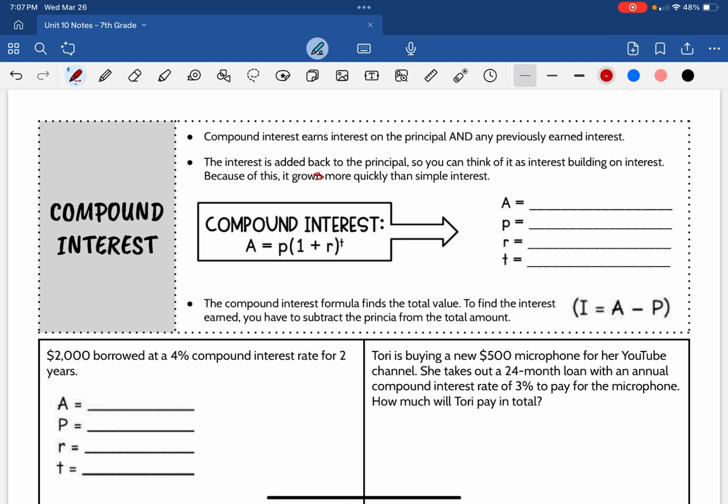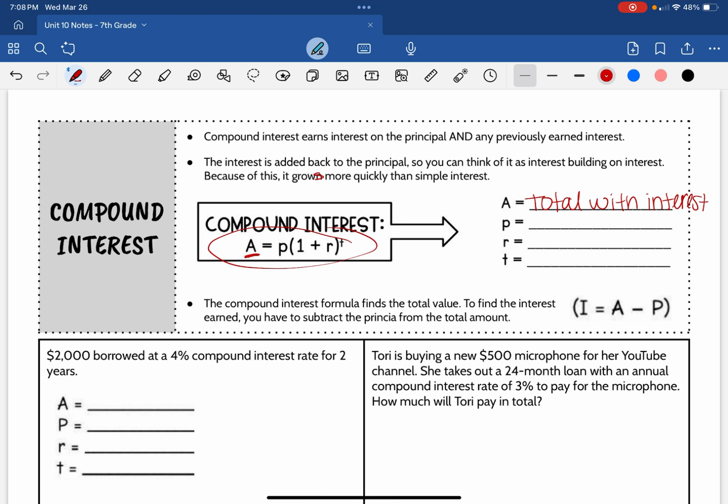Okay, so here's another formula they gave us right here. A equals P times 1 plus R to the T. A is new. This is our new one. All of this over here is the same as what we have. A is your total with interest. So this time you're not going to solve for interest by using this formula. You have to do an extra step, which we'll get to.